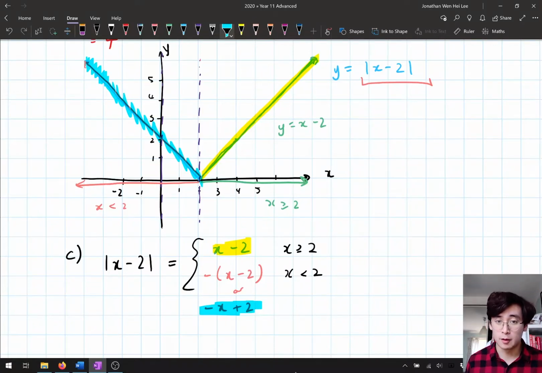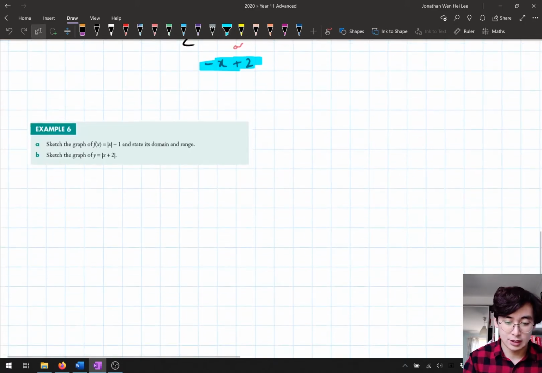Okay, I'm going to go through a few more questions, and hopefully at the end of this you get a better idea of how to graph absolute value functions. So let's have a look at the next example. Example number 6. Okay, here we go.